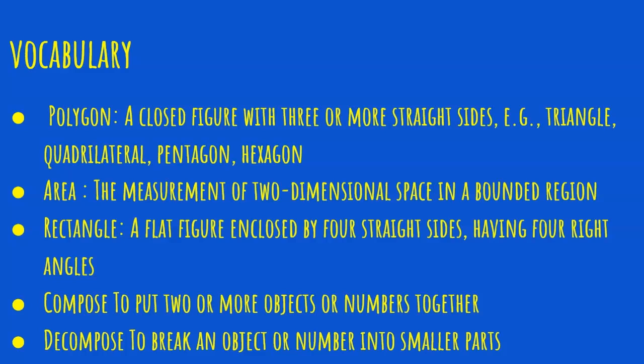Polygon, a closed figure with 3 or more straight sides. Triangles, quadrilaterals, pentagons, or hexagons are examples of those. Area is a measurement of two-dimensional space in a bounded region. So remember, area is the amount of space a shape takes up. Rectangle, a flat figure enclosed by 4 straight sides having 4 right angles.